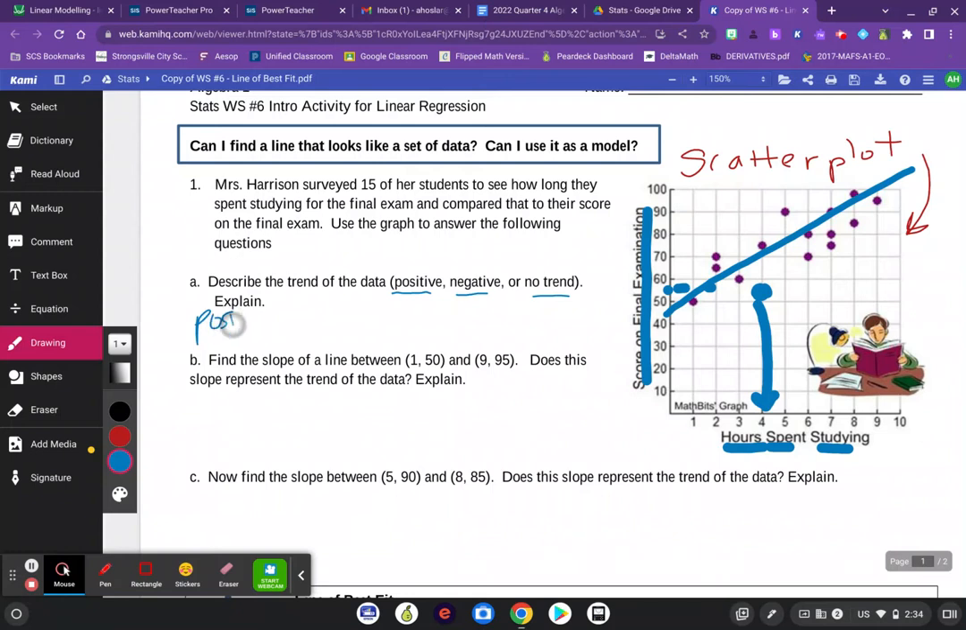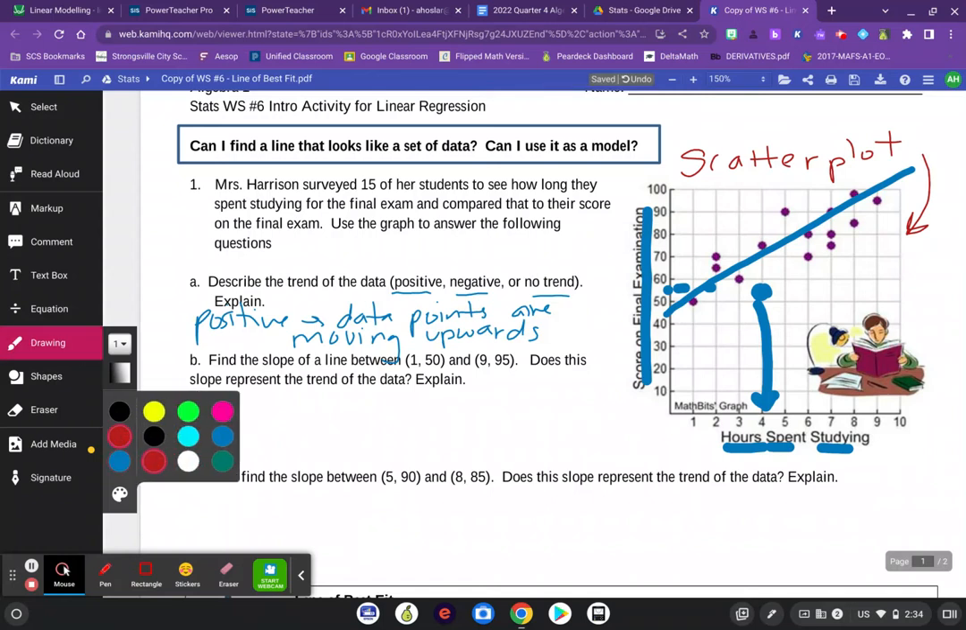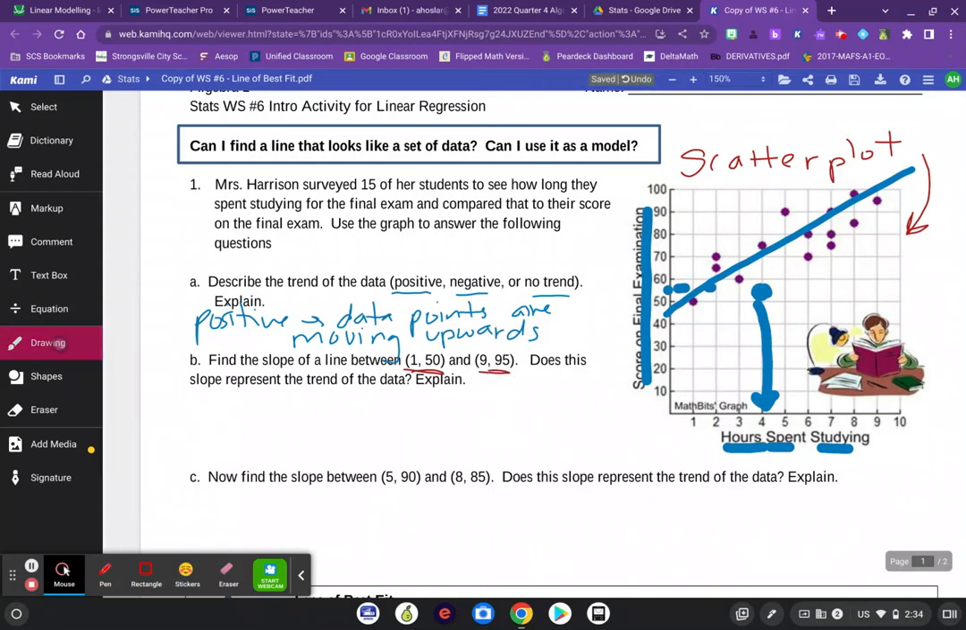And it is a positive trend because the data points are moving upwards, or the data points are increasing when we go from left to right. So that feels familiar to us, okay? It says find the slope of the line between the points (1, 50) and (9, 95). Does this slope represent the trend of the data?